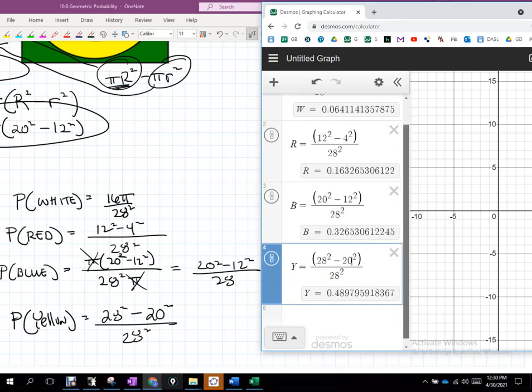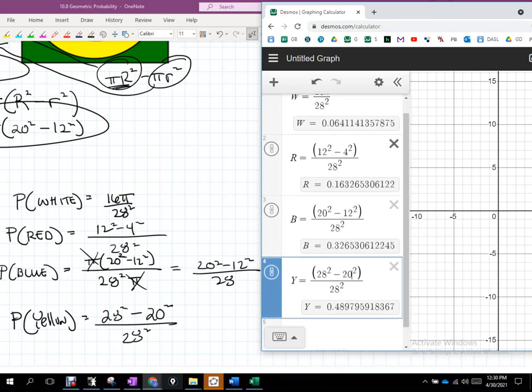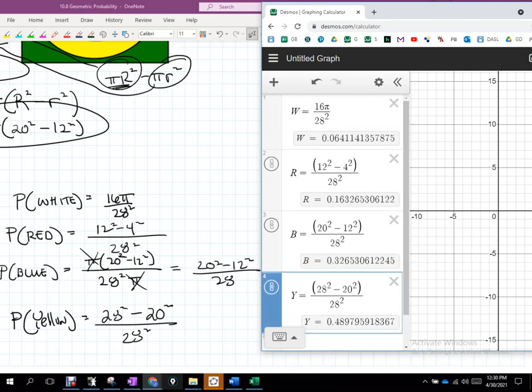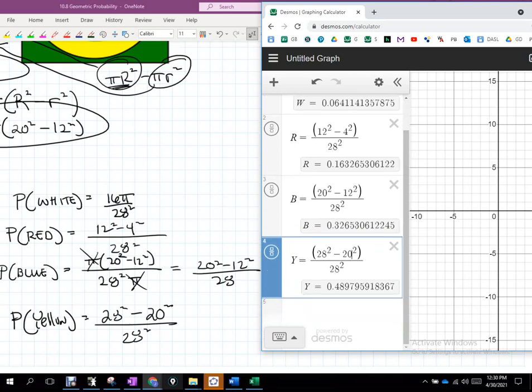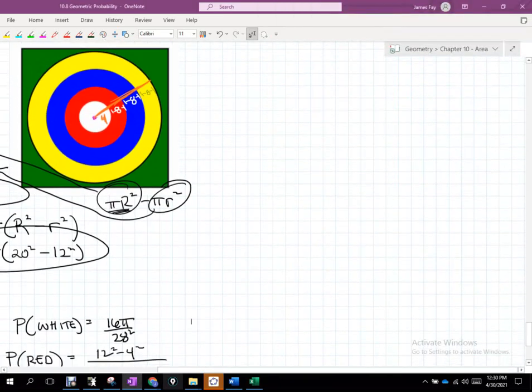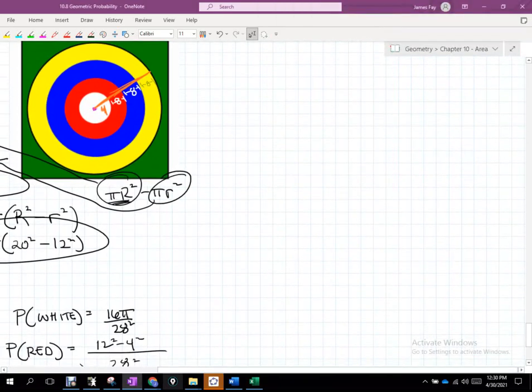So as we move out on our target, working from the inside out, 6%, 16%, 33%, 49%, okay? Would you guys think, looking at that, that that yellow area is almost 50% of the target? Would you think that looking at that picture? Probably not, right? Okay. But what we're coming up with here is that it is indeed 50% of that image.